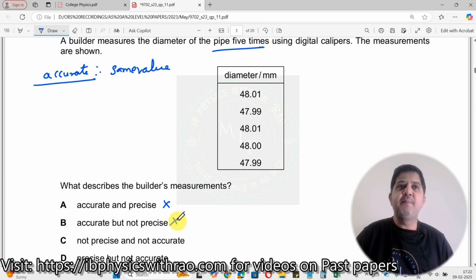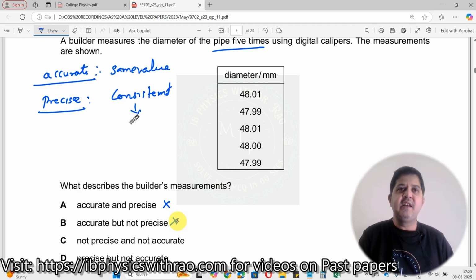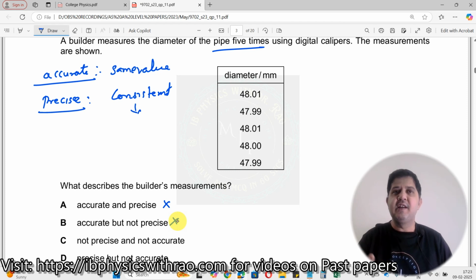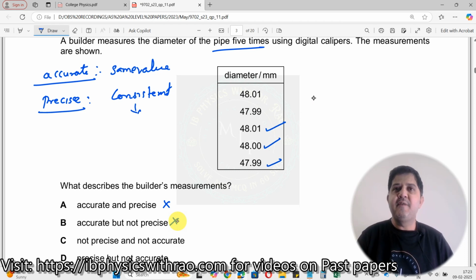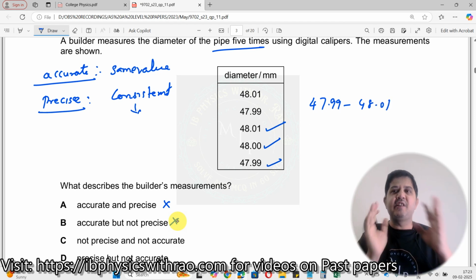And then next is precise. What do you mean by precise? They are seen to be consistent. What do you mean by consistent? Consistent means values can change, but they should change within a small, narrow range. For example, if you look at this here, 48.0, 48.01, 47.99, 47.99, 48.01. It is fluctuating only between 47.99 and 48.01, so it is in close arrangement.